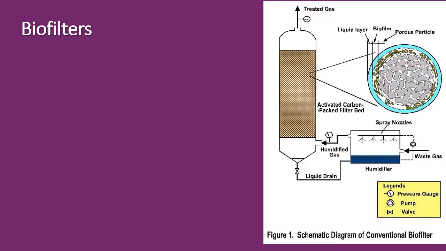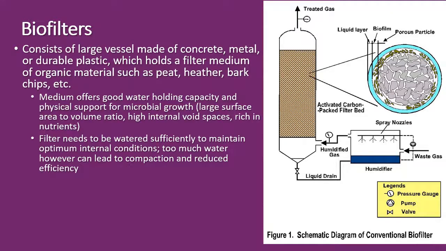So we're going to talk about three different types. The first type is called a biofilter. This is just a big vessel. The vessel itself can be made of concrete, metal, or some really durable plastic. And it's going to have a filter medium inside, made up of some kind of organic material like peat or heather or bark chips. And this is going to be the substrate for the bacteria.